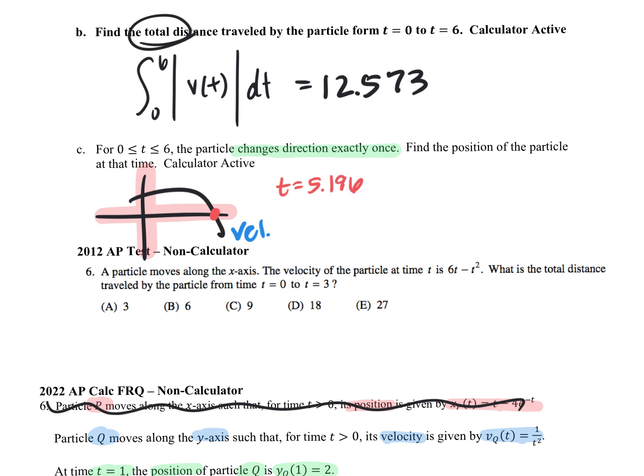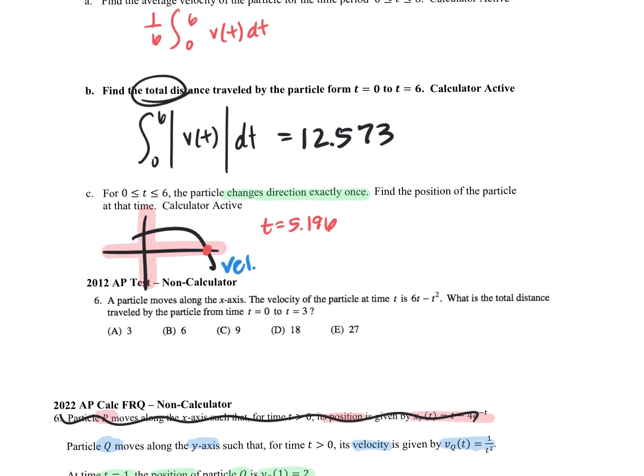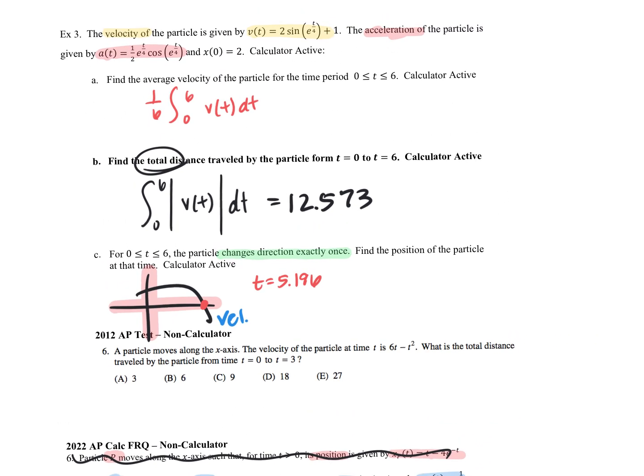And it says it changed directions once. You're saying that's when that's happening. Find the position at that time. Just integrate that. Integrate velocity from 0 to 5.196. 5.196 is going to be the highest, and 0 is going to be the lowest, because we started at 0. That's great. And we're talking of velocity. And I'm actually okay if we don't even type that in our calculator.